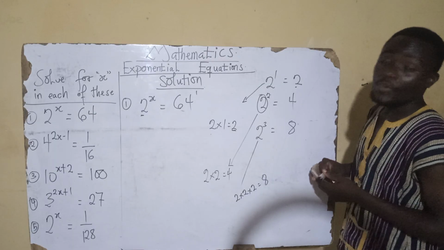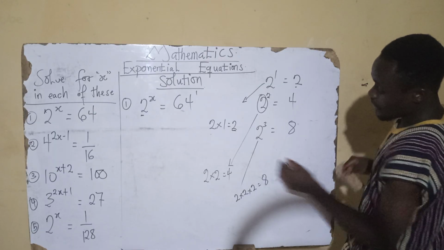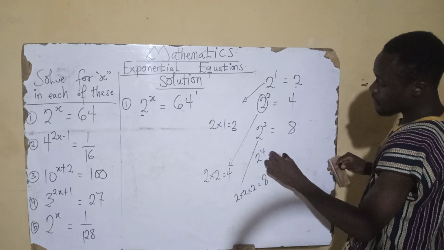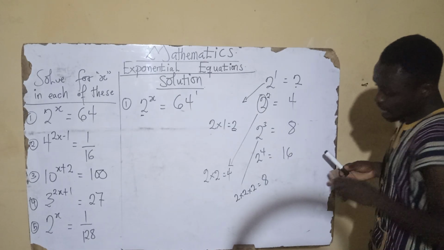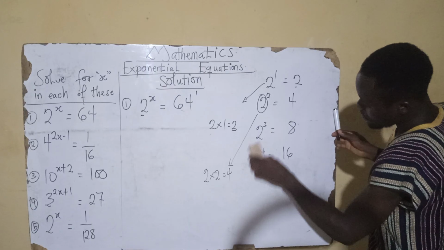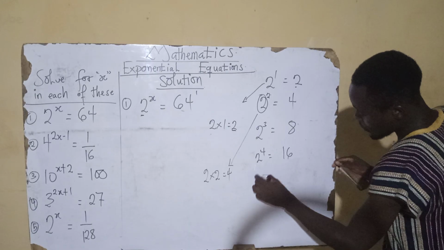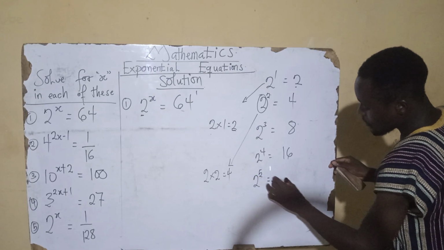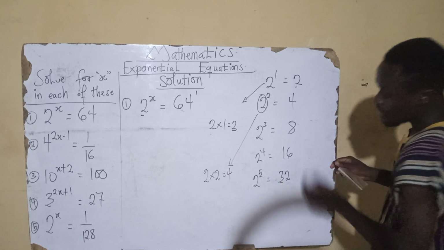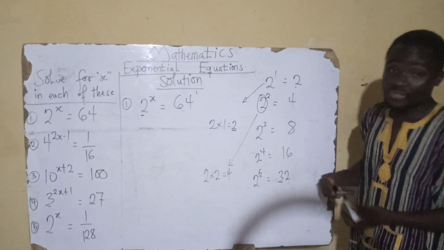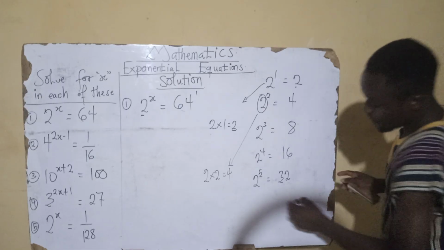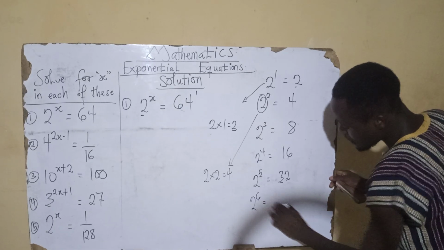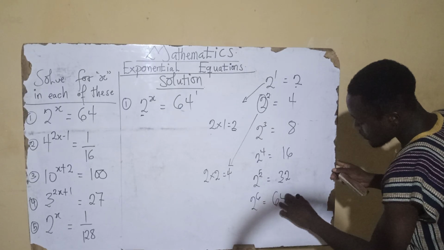Then we continue with the next procedure. So we have 2 power 4, which is giving us what? 16. Then we have the next one, which is 2 power 5, which is giving us what? 32. Because 2 power 5 means 2 times 2 times 2 times 2 times 2, 5 times. Do you get it? Very good. So we have 2 power 6, which is 64.